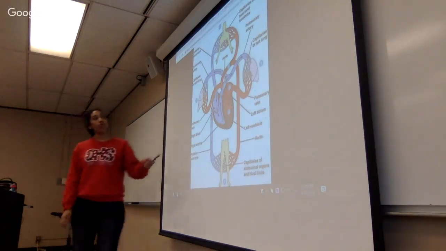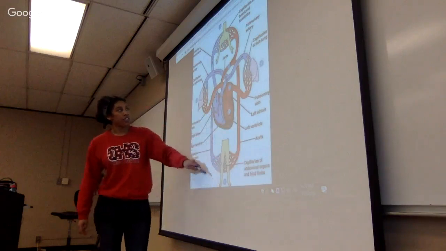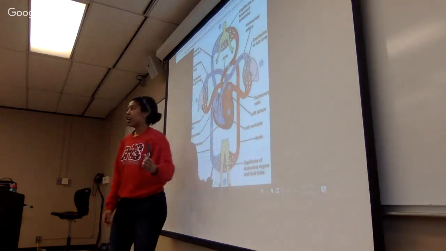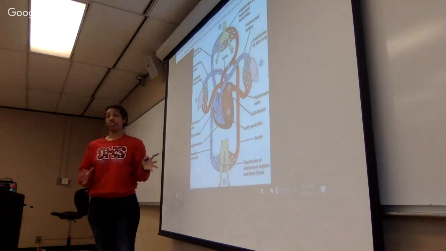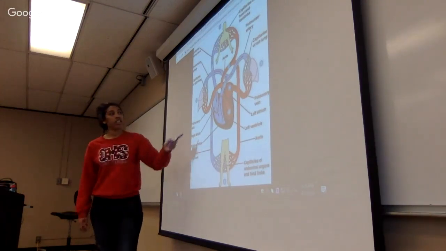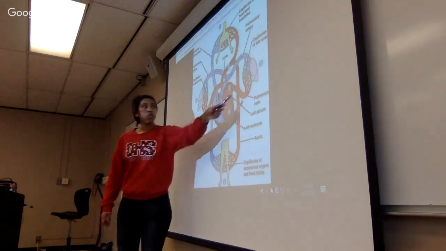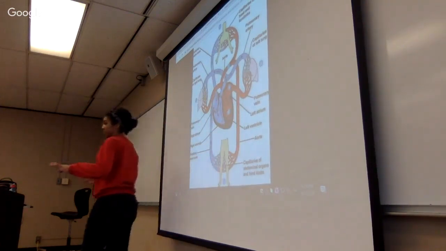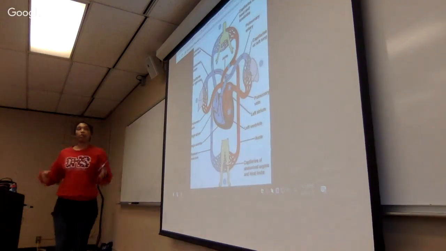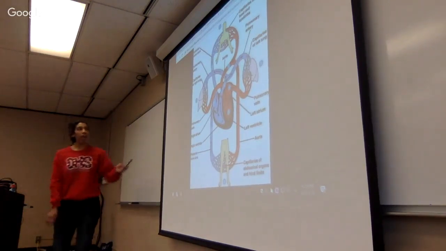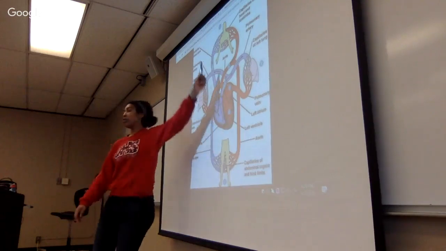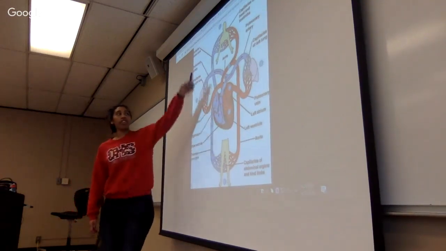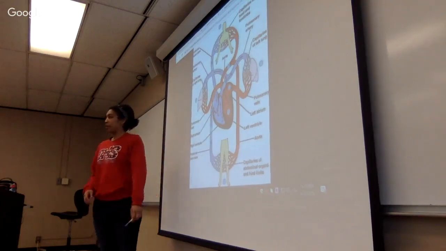So this is your systemic circuit. Your systemic circuit is concerned with getting oxygenated blood to your tissues, okay? This is your pulmonary circuit. The pulmonary circuit is concerned with taking deoxygenated blood to the lungs so they can be reoxygenated. Then that oxygenated blood is returned to the heart to be pumped to the body, okay? So it's like your systems are like two figure eights, okay?